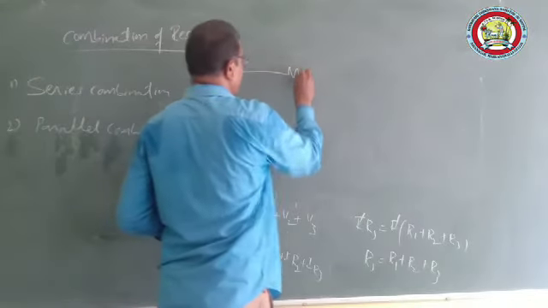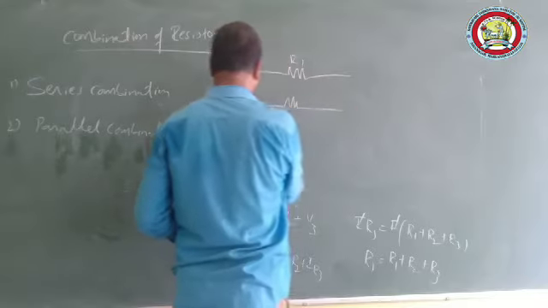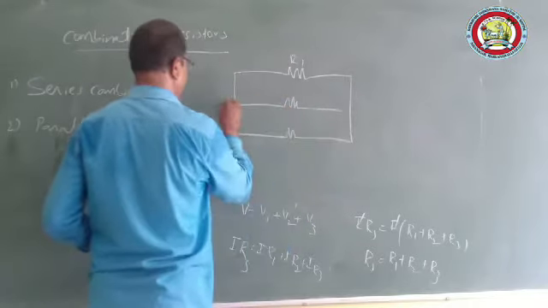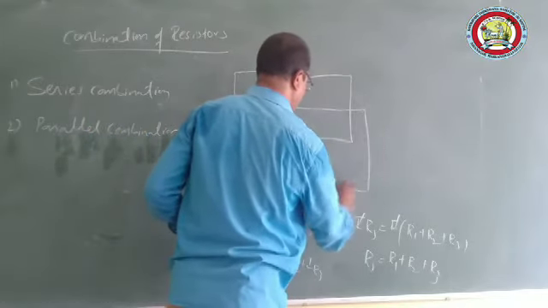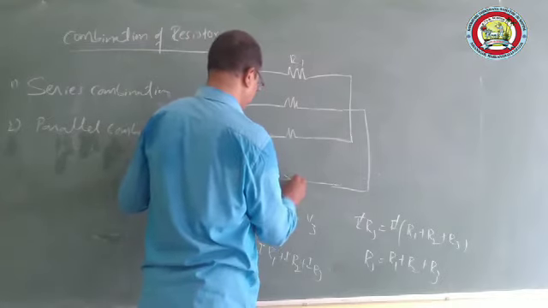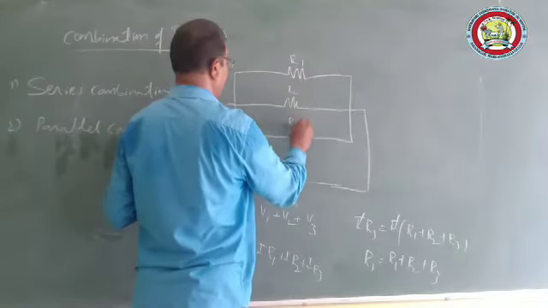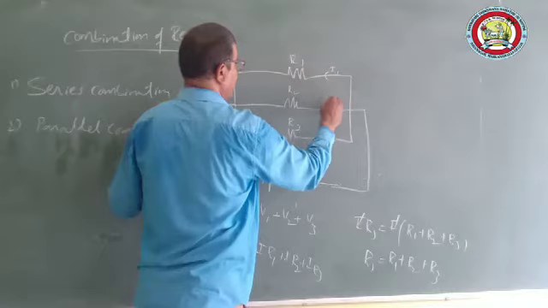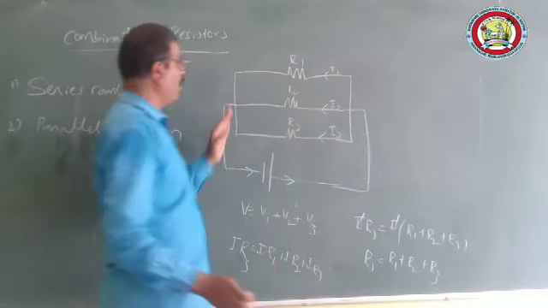So I take one resistor R1, R2, R3. In this combination the currents are I1, I2, I3. What is a parallel combination?